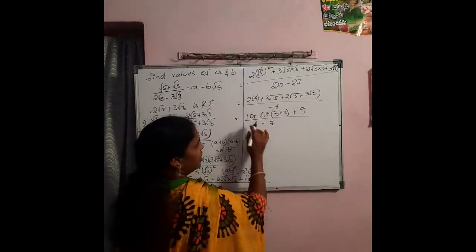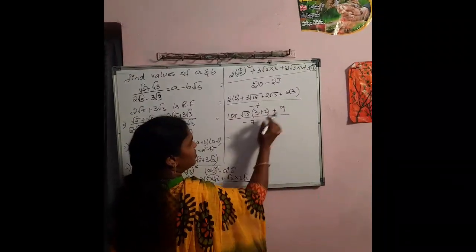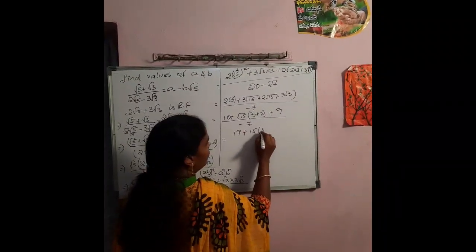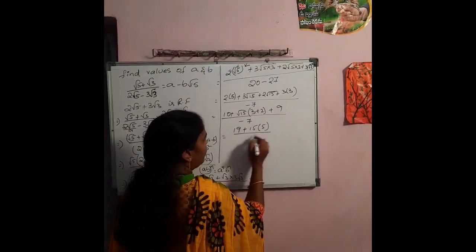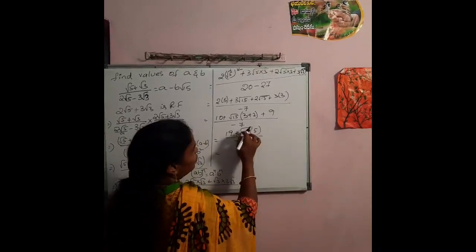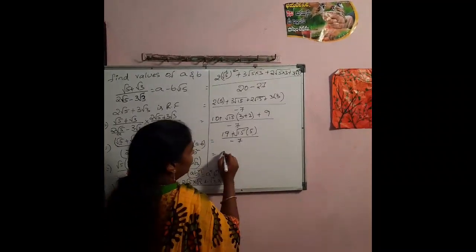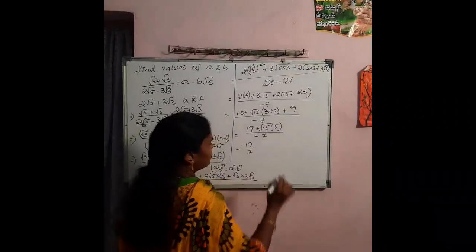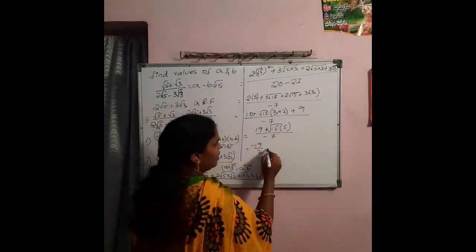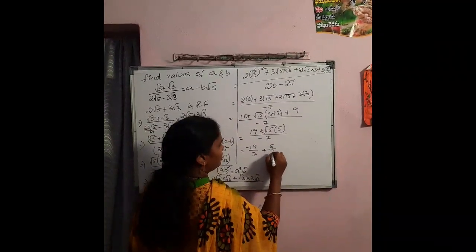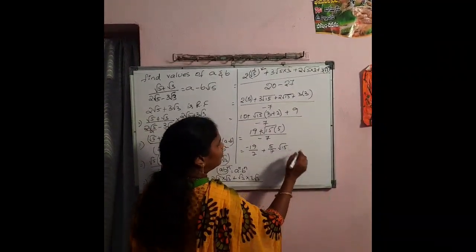So I can write it as 10 plus 9. The positive numbers we are having is 19 plus root 15 into 5. 3 plus 2 is 5, by minus 7, under root 15 into 5. So I can write this as 19 by 7. Here it is minus, so minus 19 by 7 plus 5 by 7 under root 15.